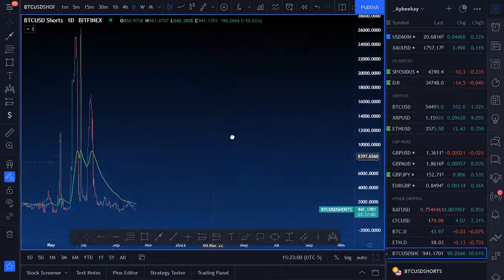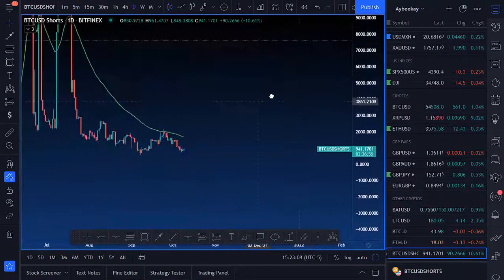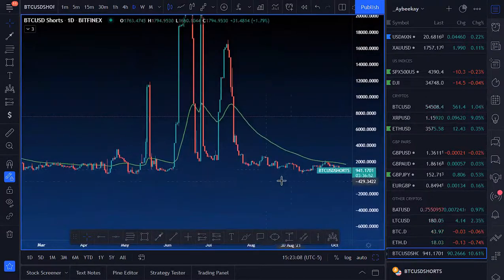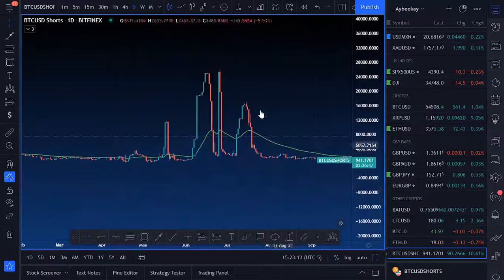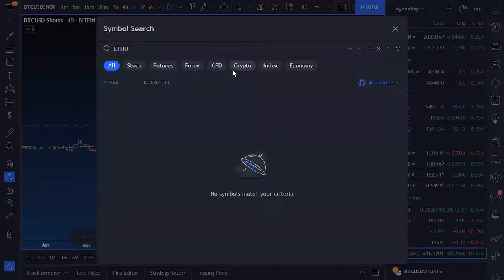Bitcoin USD shorts. There's not a lot of shorts in the market though. That's a good thing to see. Like, there is not a lot of shorts when it comes to Bitcoin. And it looks like people are buying more than anything. Back in May, June, that's a different story. Let me see if I can find ETH USD shorts.